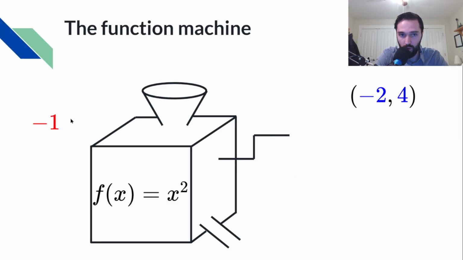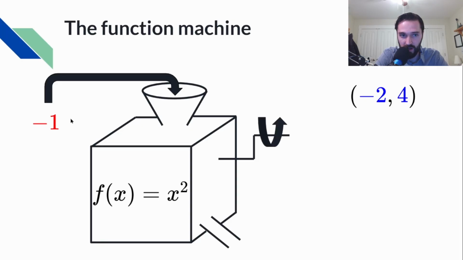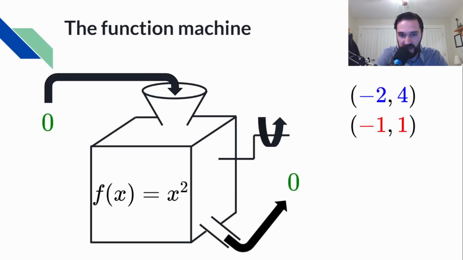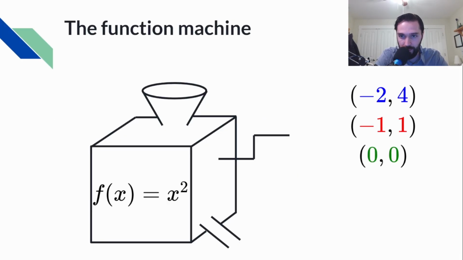If we plug in a -1, we turn the crank, and what we get is +1. So let's put those values together in an ordered pair. Also, if we plug a 0 in here, and then we turn the crank, what we get is 0 squared, which is 0. So let's pair those values together, 0 and 0.